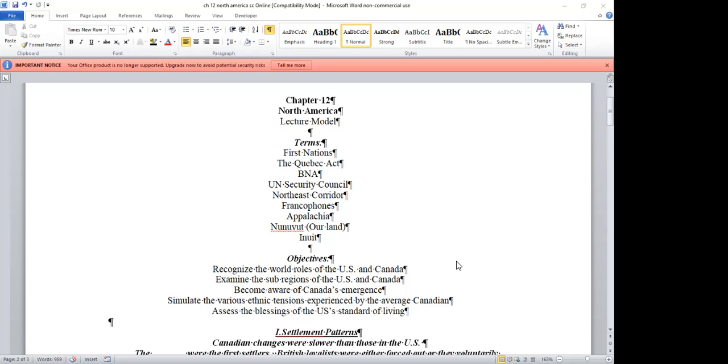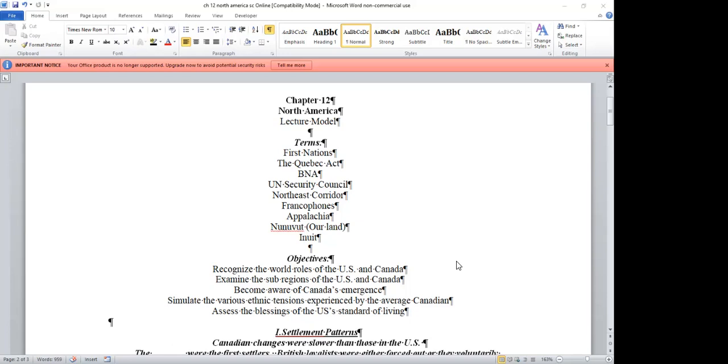The UN Security Council. We talk about the UN Security Council. You hear about them from time to time on current events and so forth. And probably the most powerful arm of the United Nations. They are to maintain international peace and security. The Northeast Corridor, this is the area from Boston down to Washington, D.C. Okay, the Northeast Corridor.